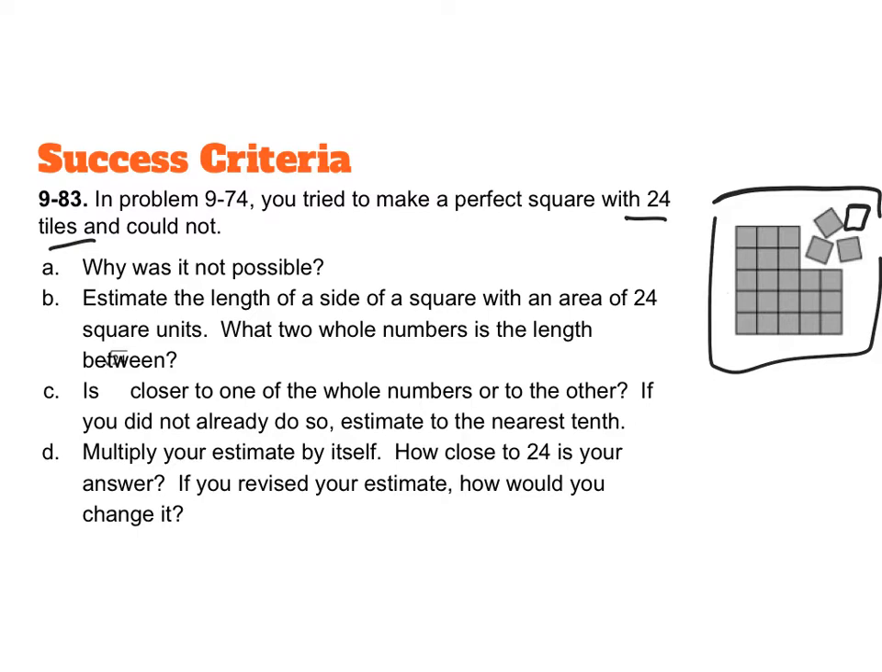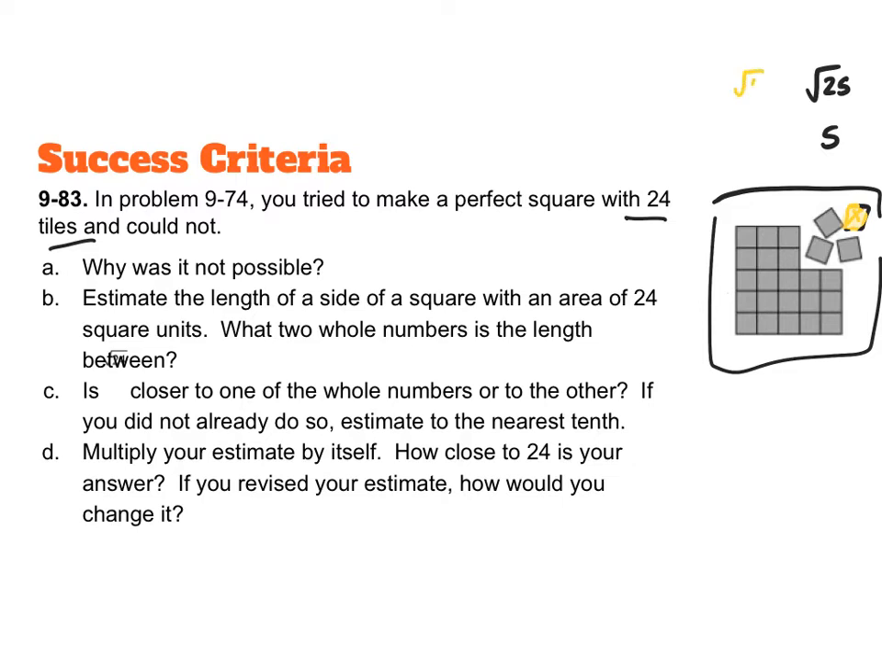So for part B, we're going to estimate the side length of a square that does have an area of 24 square units. If this one was not missing, that would be a square with an area of 25 square units, and that would come from a square that has a side length of 5 by 5. But it doesn't have that one. So this tile right here doesn't actually have that one, so we know that it's going to be less than an area of 25.